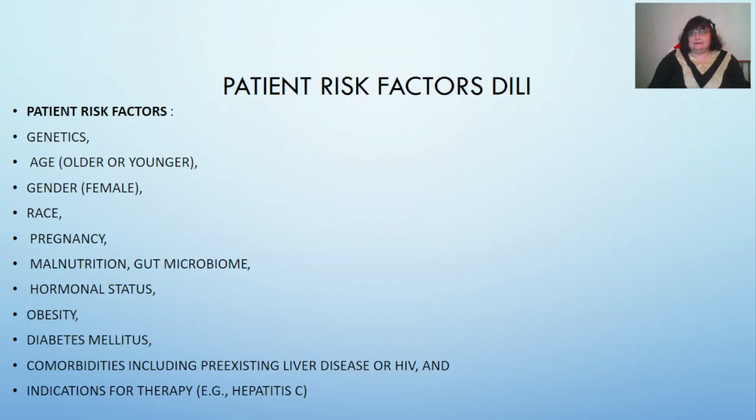Patient risk factors for DILI. Patient risk factors: genetics, age, older or younger, gender, male, female, race, pregnancy, malnutrition, microbiome, hormonal status, obesity, diabetes mellitus, comorbidities including pre-existing liver disease or HIV, and indication for therapy, for example, hepatitis C.